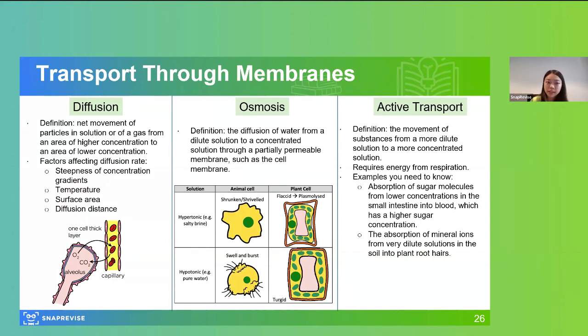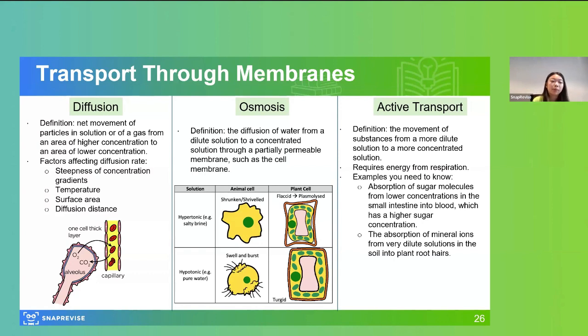So diffusion, defining it, is the net movement of particles in solution or a gas form from an area of a high concentration to an area of a lower concentration. So from high to low, essentially. There are factors that affect diffusion rate that you also do need to know because sometimes they ask you to apply it to the question.